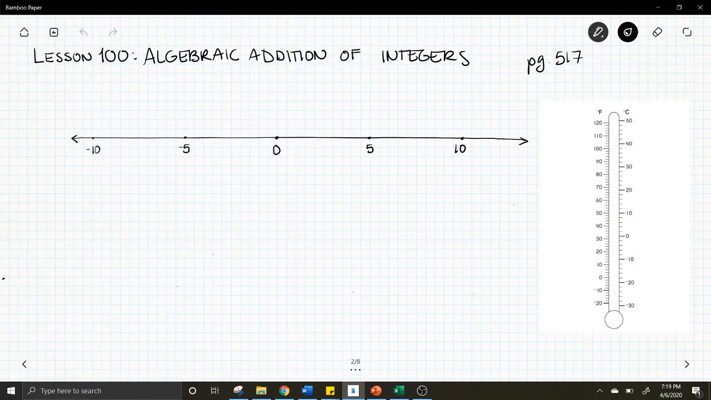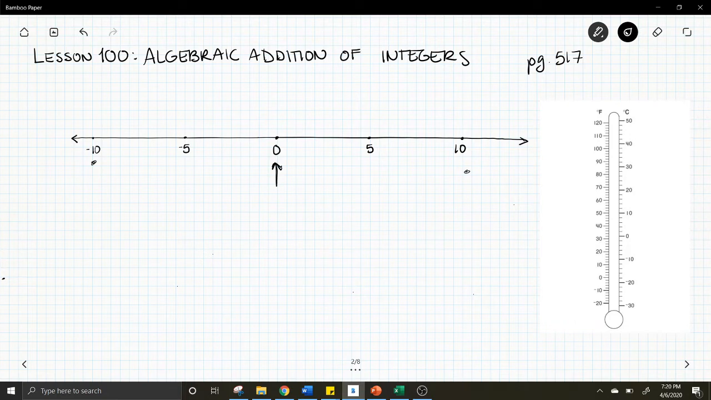So what I have here on this next screen is just a simple number line drawn out and then a thermometer to the side. And this is how we're going to start talking about addition with integers. So the dots on this number line, we have the integers from -10 all the way here on the left to +10, and then you'll see 0 here in the middle. So that's our number line that we're looking at.